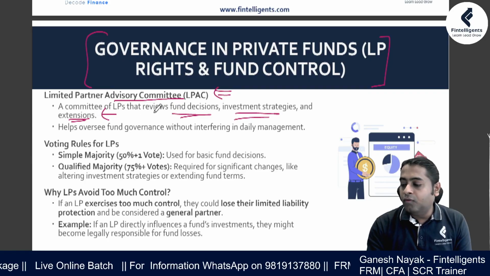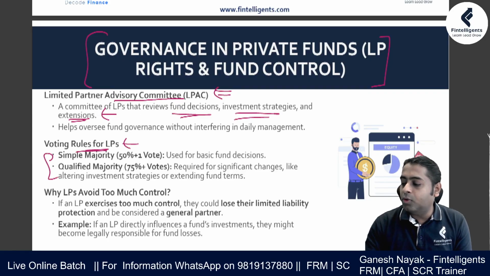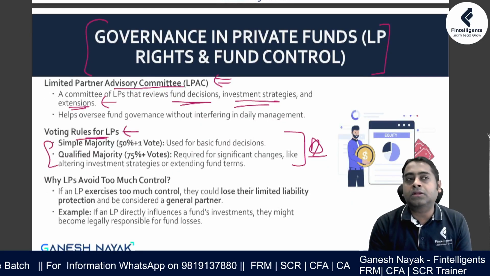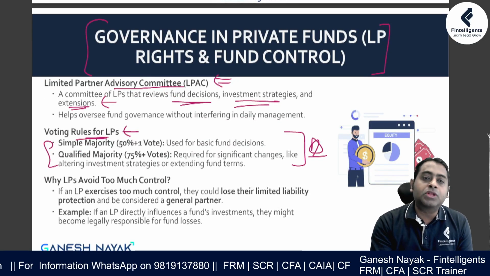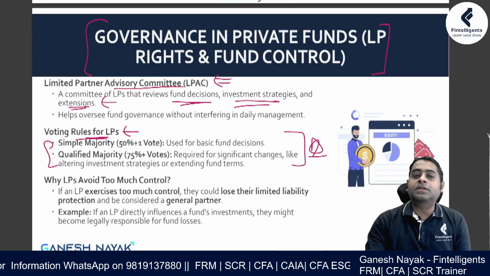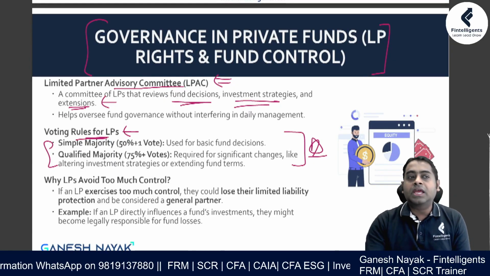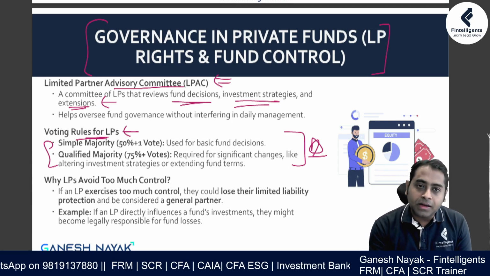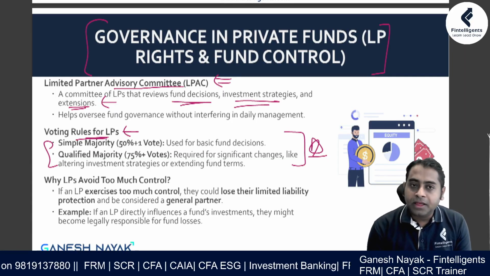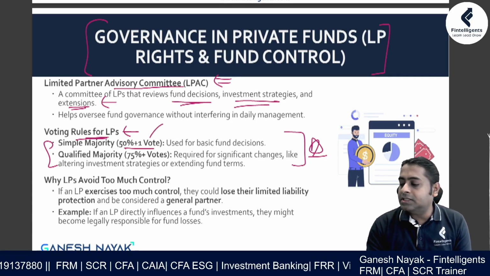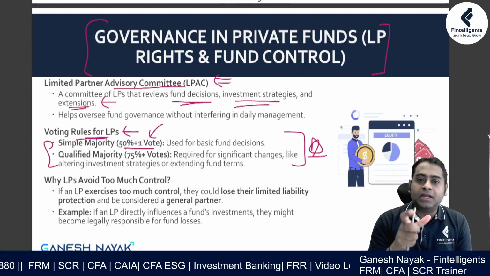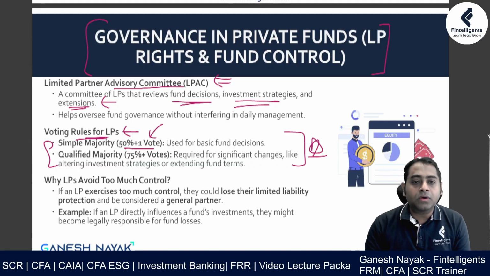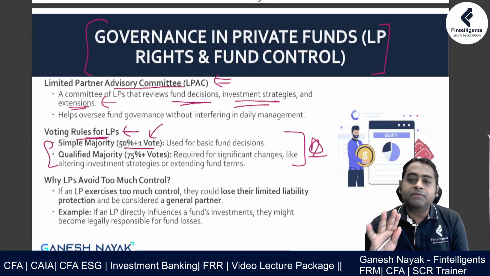Voting rules for LPs. Mark both of these with a star. Simple majority is very basic. The way you see in parliament, if more than 50% of people agree to something, the bill will be passed. Similarly here, if there is any change or decision to be taken within the fund, LPs have the voting right. Simple majority is nothing but 50% plus 1. If there are 100 votes, any decision which gets more than 50% of the vote will be passed.